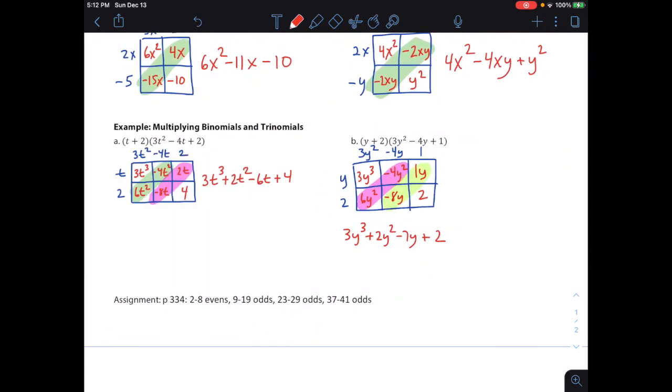All right, again, evens, odds, odds, odds. Don't do everything, and don't just do 2 and 8. You got to do 6, 4 and 6 as well, right? So make sure you do the evens in between, the odds in between.